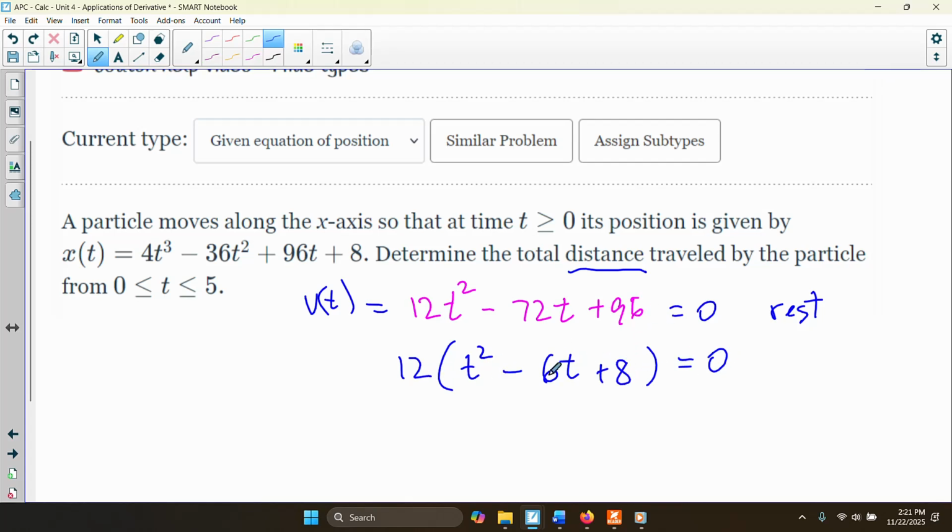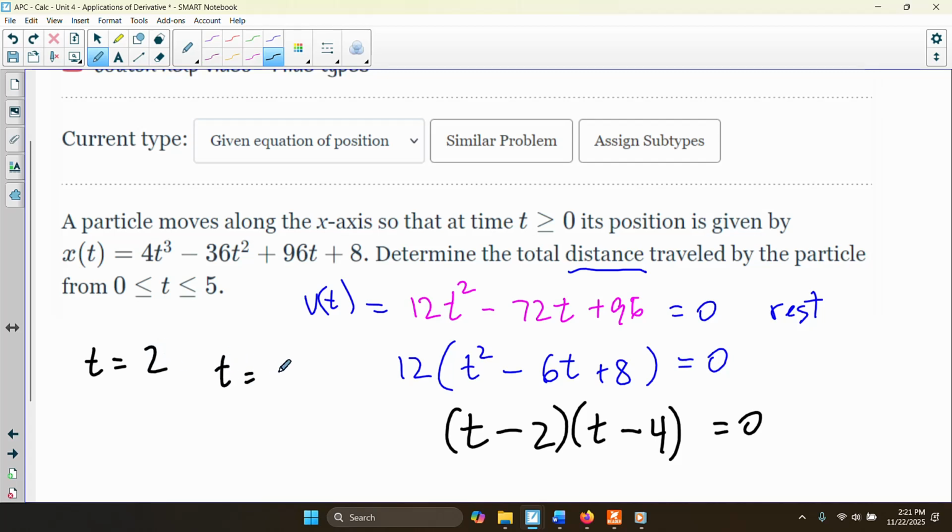Now we're going to factor this. You could at this point divide both sides by 12, but that 12 is irrelevant to our factoring. So 12 times (t minus something)(t minus something) equals 0. Because the last term is a plus and the middle is a minus, both of these must be minus. For 8, clearly it's 2 and 4. So we know that something magical happened at t equals 2 and t equals 4.